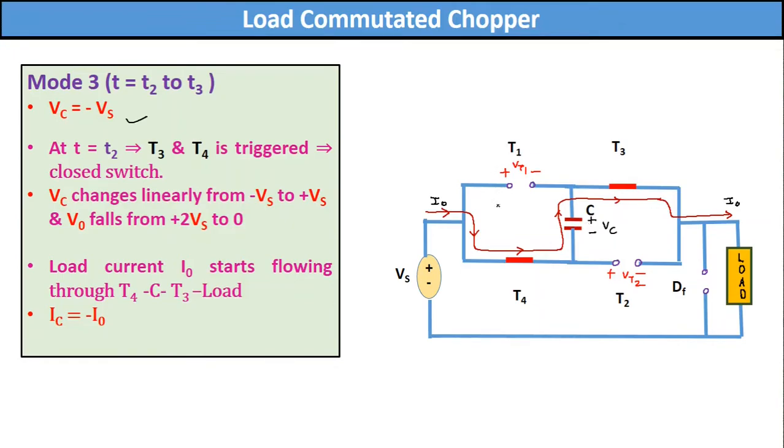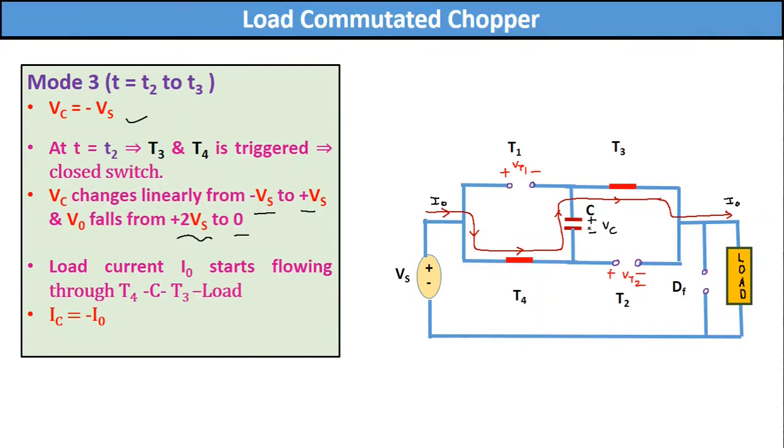Now what happens? The load current starts flowing in this circuit, as you can see with the red arrow line, from source to load through thyristor T4, capacitor, then thyristor T3. Now what happens? The capacitor voltage changes linearly from minus Vs to plus Vs. At the same time, the load voltage falls from plus 2Vs to 0. So as soon as thyristors T3 and T4 start conducting, the voltage across the load becomes 2Vs, but when the voltage across the capacitor goes to plus Vs, then the load voltage becomes 0 here.